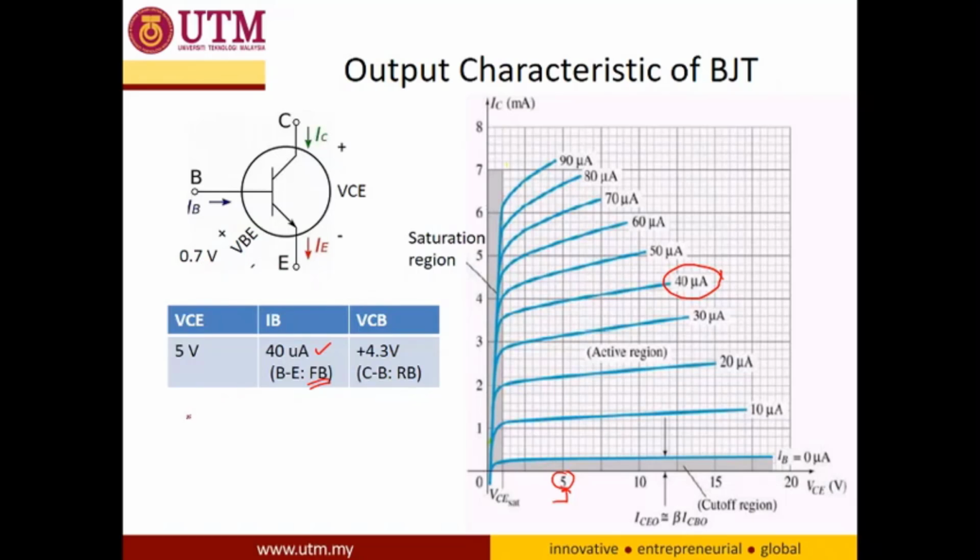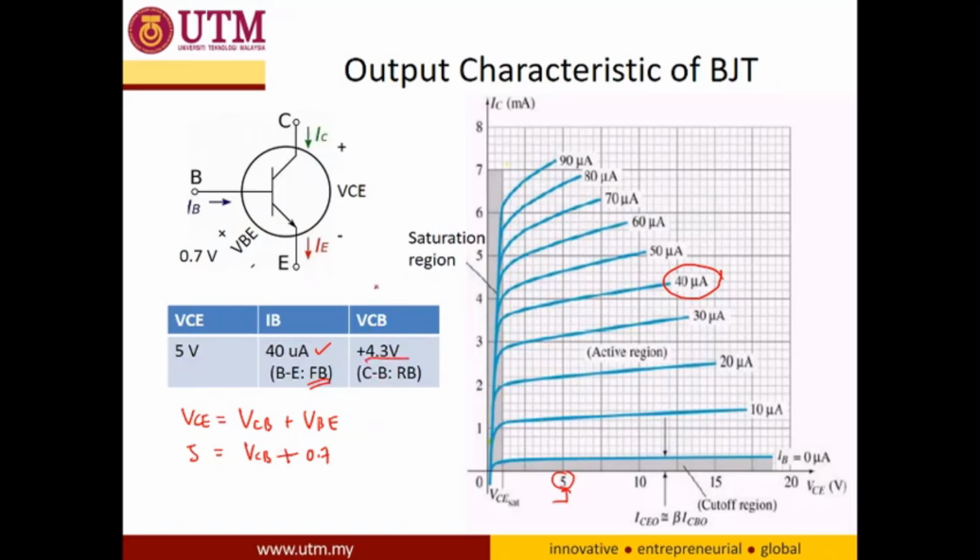And then lastly, VCB can be calculated using the same equation: VCE is equal to VCB plus VBE. VCE is 5 volts, VCB is the one that we want to calculate, and VBE is 0.7, so you get VCB equal to 4.3.